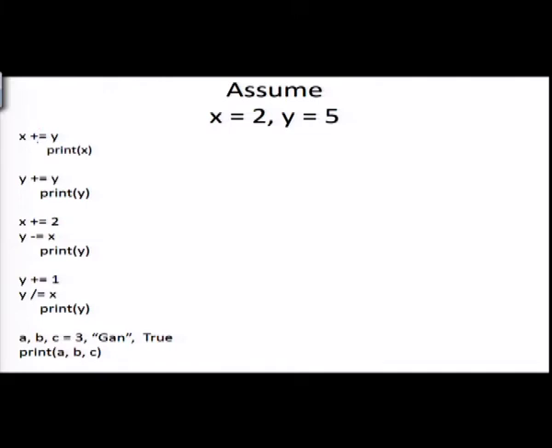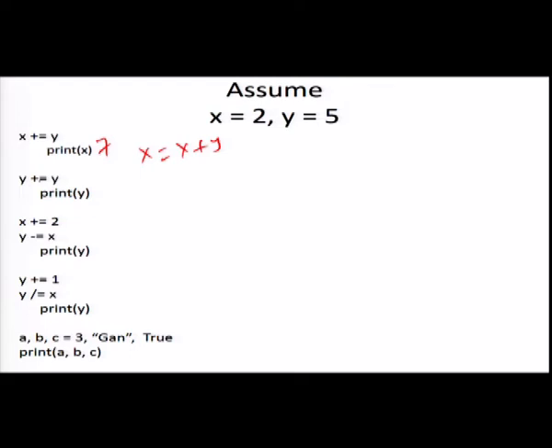x plus equal to y, what does it mean? Which means x equal to x plus y. What is the value of x? x is 2, y is 5. So 2 plus 5 will become, you can write it like this, x equal to x plus y, or in a single statement you can write it as x plus equal to y. So 2 plus 5 will become 7.